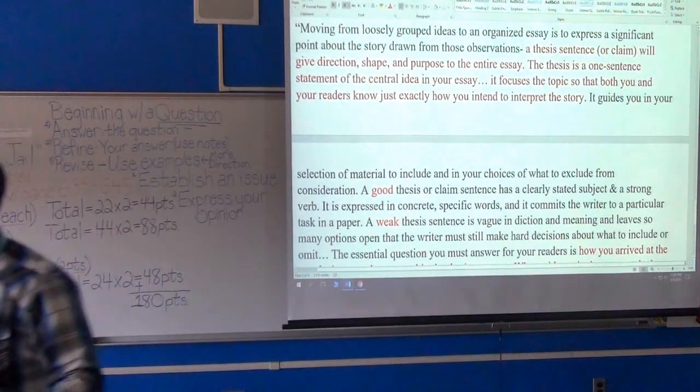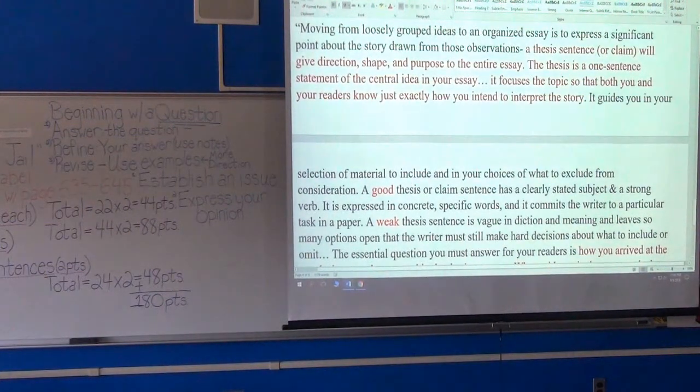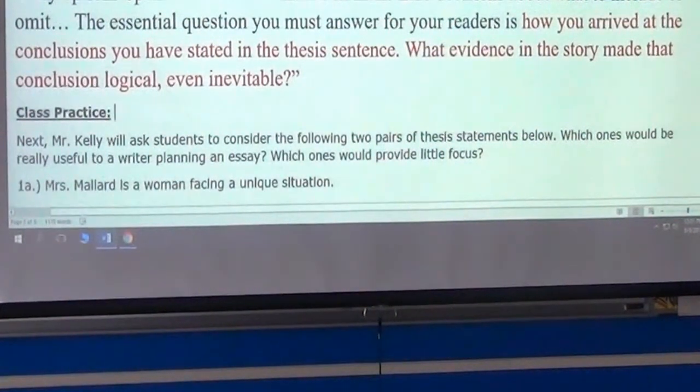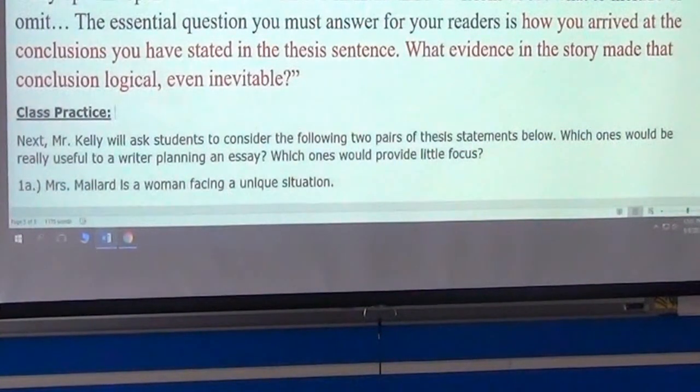So the essential question that you're trying to answer, and there will be an overall question, because she told us in the video to begin with a question. The overall question that you're going to answer, your essential question that you have to answer for your readers, is how you arrive at that thesis or that conclusion. Okay? So let's write down the red right here. Okay? That's the essential question that you have to answer when creating your thesis.